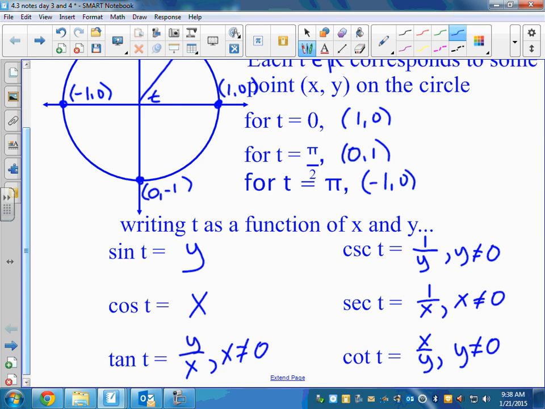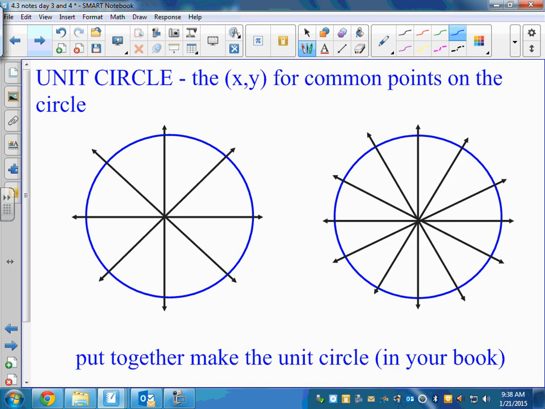Okay, so on the next slide, this should look familiar to what I made you draw out the other day by hand. Remember when I made you draw this out? Better than my hand-drawn ones, right? Squish them together, make the unit circle.